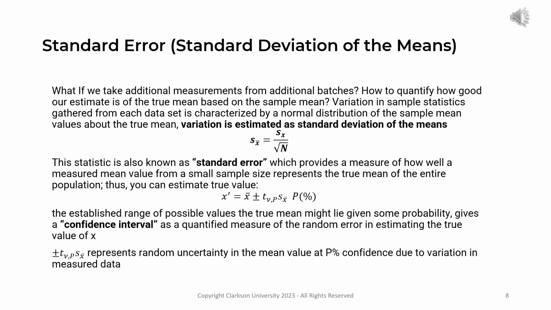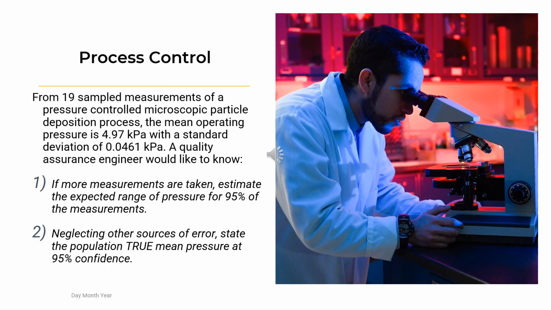The estimate of the true mean value based on the statistics of a finite data set is then stated as the true mean x prime equals the sample mean x bar plus or minus t, student's t, times s sub x bar, the standard error. This is one of the most important and powerful equations in engineering measurements.